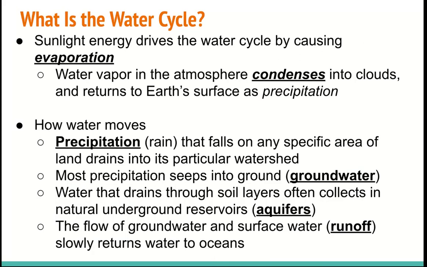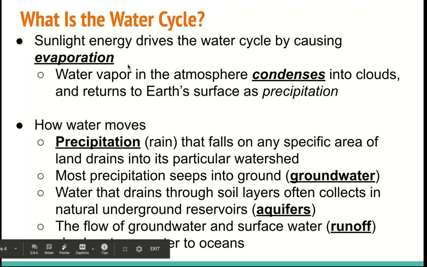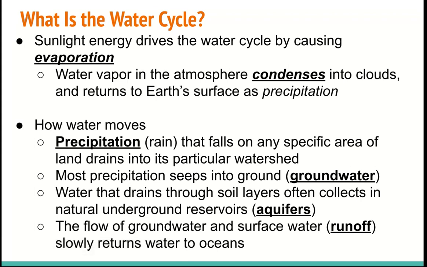Okay, so what is the water cycle? So the water cycle is basically how water moves on Earth. That's pretty clear. But the big thing about the water cycle is that sunlight really drives it by causing evaporation. So water on Earth evaporates into the air, and then that allows the water to move elsewhere.